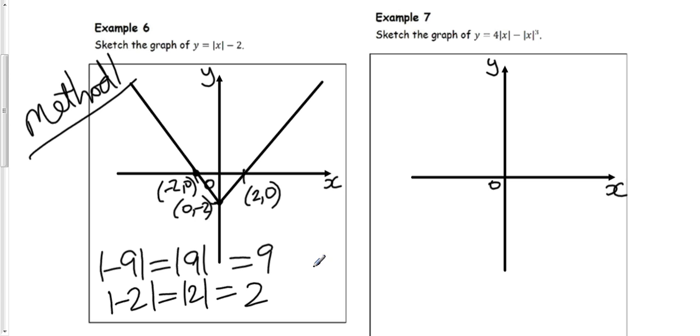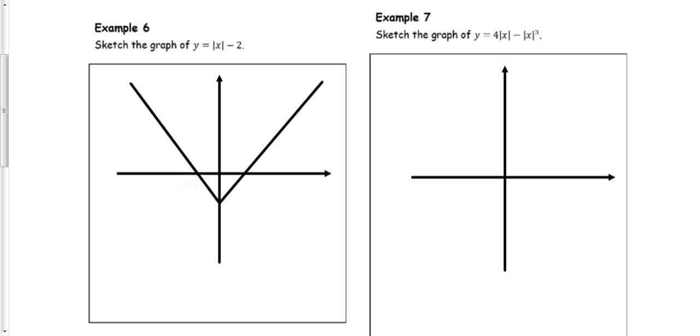Let's consider a slightly different method, and this involves transformations of graphs. So if we did a second method, let's just get rid of these. There we go. Once again, I'm going to first of all sketch y equals mod x, and then transform the graph by moving it down 2.